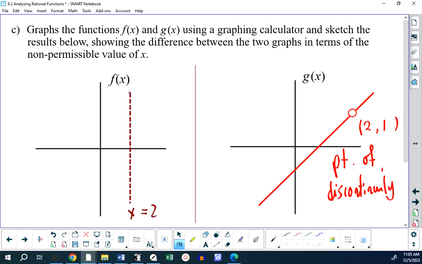And as much as I say we should use point of discontinuity, I will very often refer to it as a hole. And over here, we have a vertical asymptote.